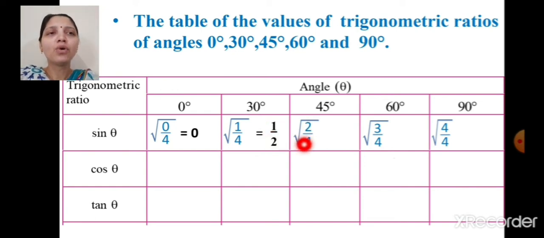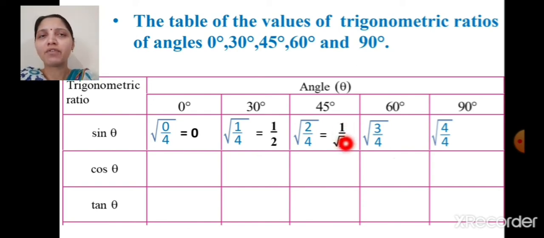Now 2 upon 4. You can divide here. 2 1s are 2, 2 2s are 4. So that means here you will get 1 upon 2. Square root of 1 upon 2: the square root of 1 is 1 and the square root of 2 is root 2, so 1 upon square root 2. Okay. So that means here 1 upon root 2 is the sin 45 degree value.